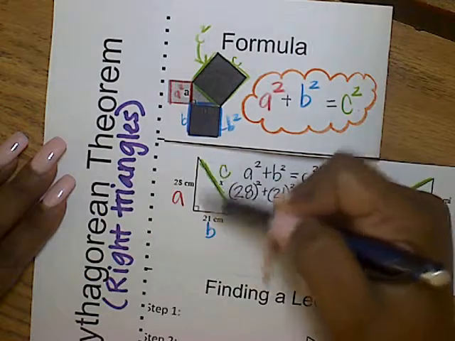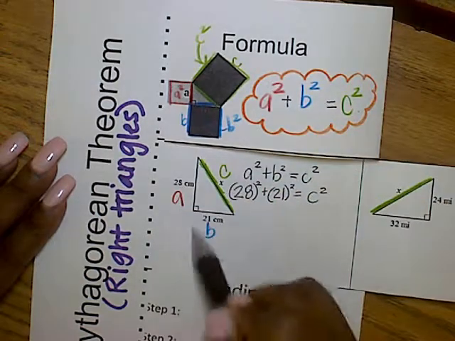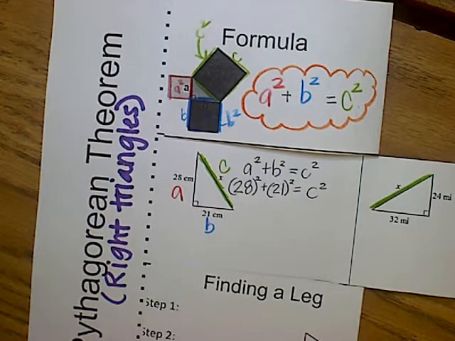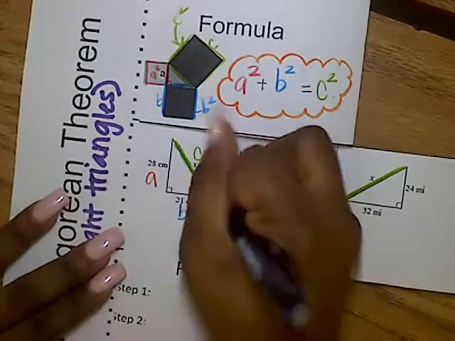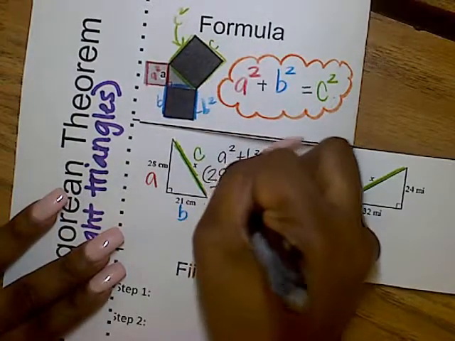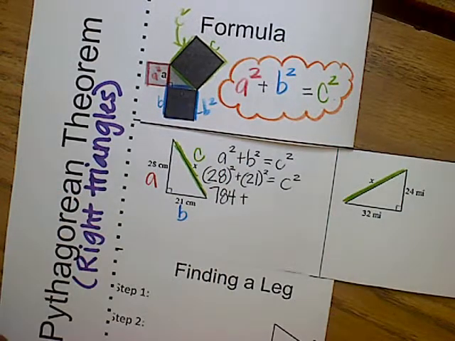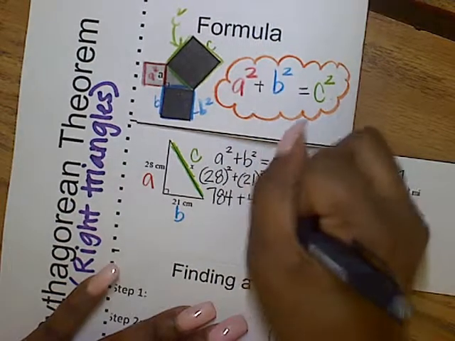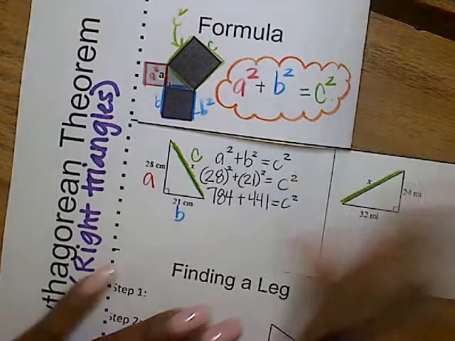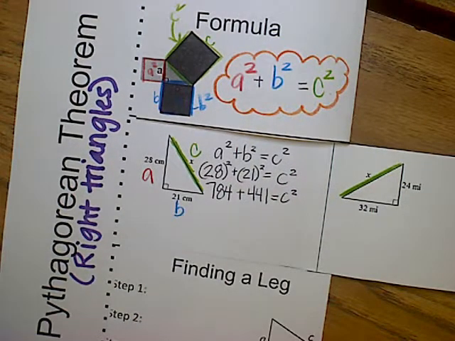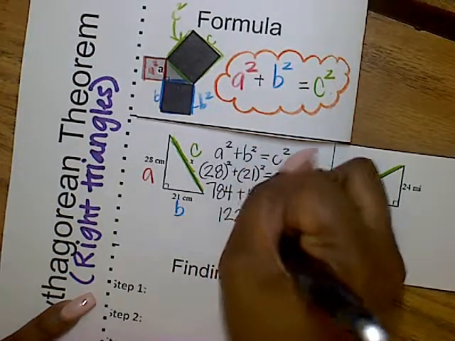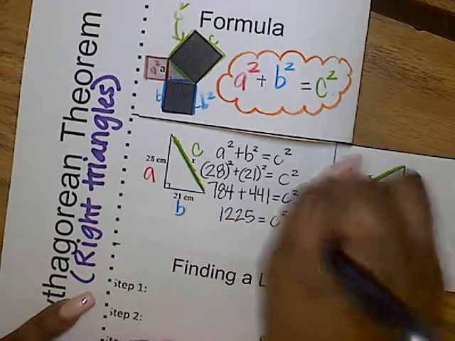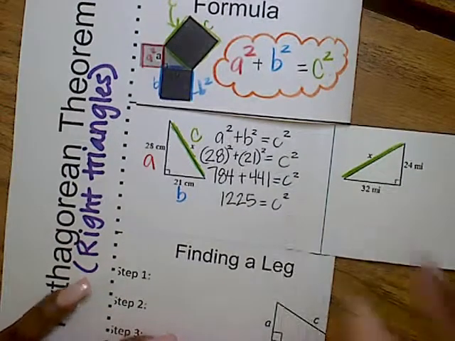So understand, these are just the sides. This is not the actual square. So we have to still square these. So again, taking my graphing calculator, I'm doing 28 squared. So it gives us 784. And then you have 21 squared. I'm doing it off the camera. 441. Again, this equals C squared. We're going to go ahead and add these two together. It gives you 1,225. And again, the opposite of squaring is to take the square root.